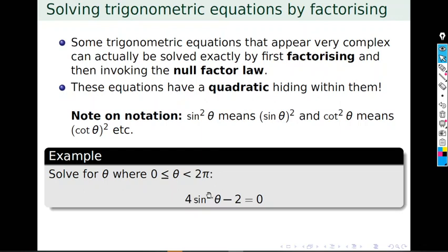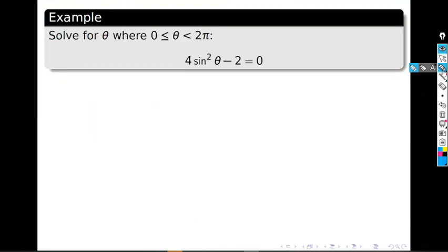We just put it there to avoid any confusion with sine theta squared, where theta is squared, not the whole thing. Anyway, just something worth knowing. And funnily enough, with a lot of these, you can just treat them like a quadratic and then factorise them, and then use the null factor law to set yourselves up with some trig equations you already know how to solve. So let's do this one just to get a feel for it.